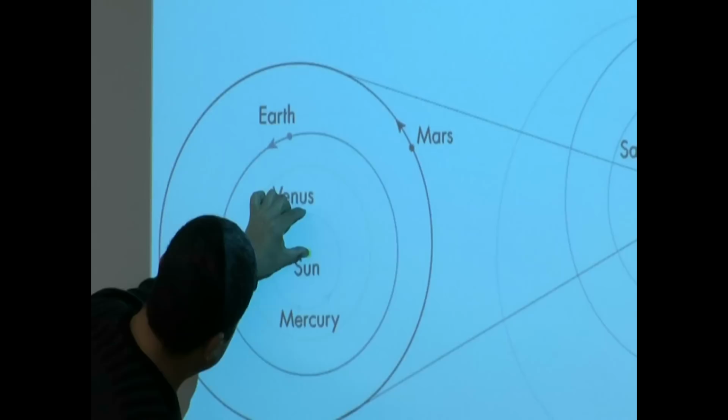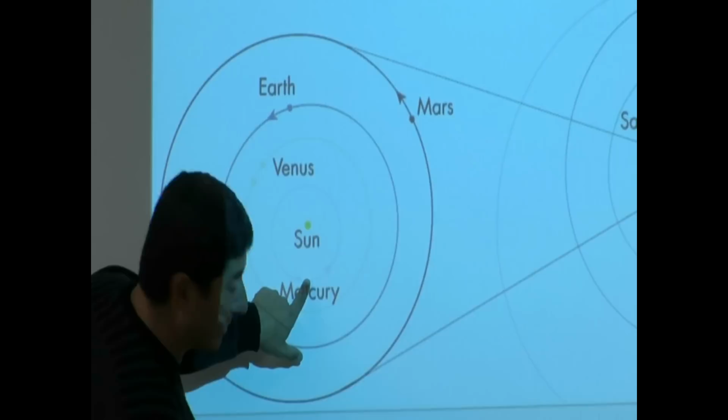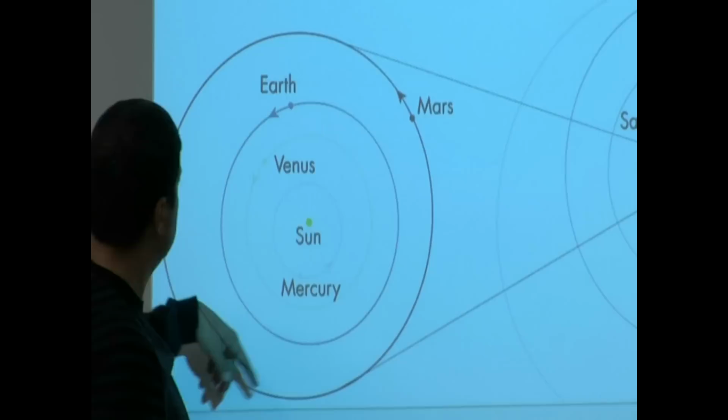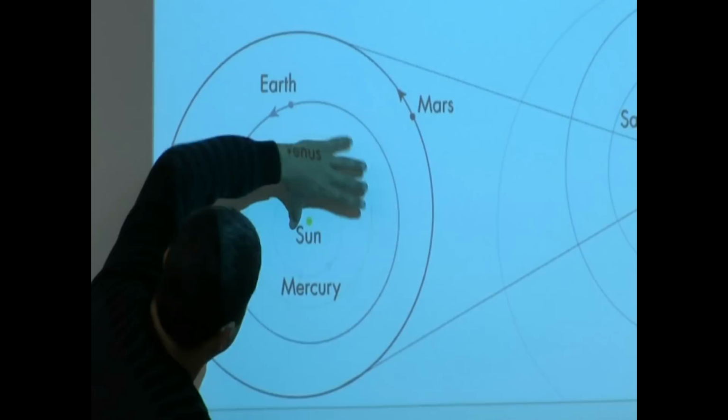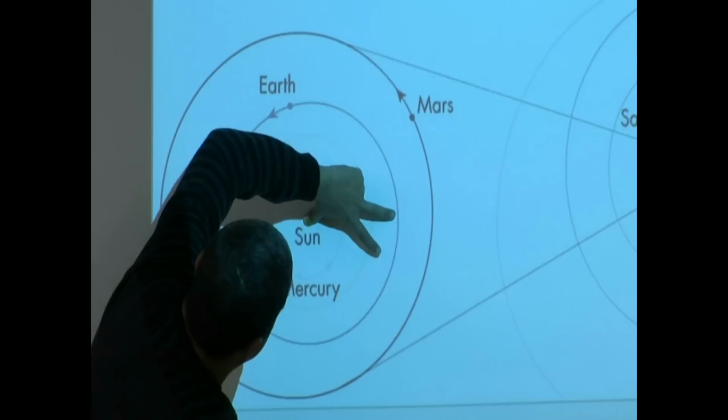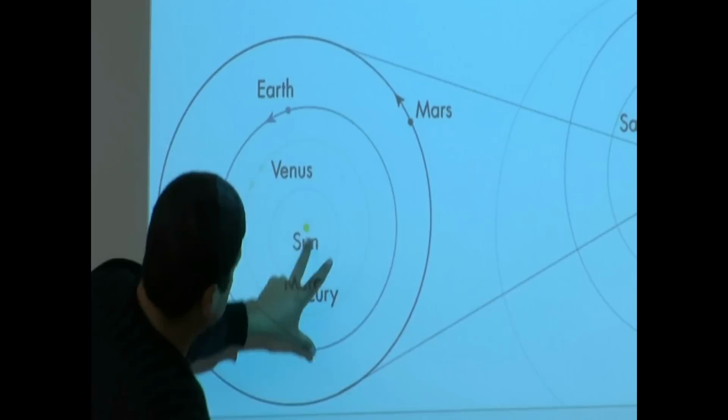So when Mercury is here, it's farther away from the sun. So Mercury's orbit is pretty elliptical. Okay, how about Earth? See, my finger, it's not the same. You see here? Here it's not the same. Here it's not the same. So I have to make it wider. Yeah, definitely Earth is elliptical.